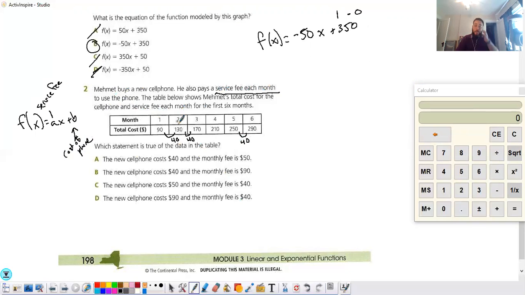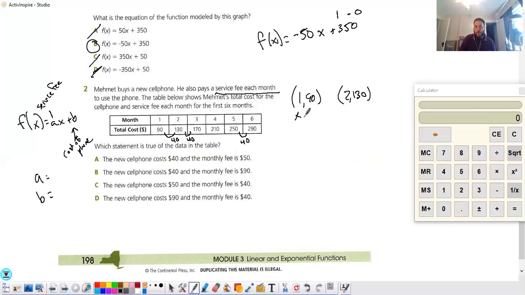So again, to find our equation of a line, we need to find the a and we need to find the b. Looking at this table here, we don't have a month 0, so we don't have a y-intercept. So first, let's find our slope. We'll pick any 2 points. So we can take 1, 90, write it as an ordered pair. Then we can also take 2 and 130, write them as an ordered pair. And then we'll find the slope.